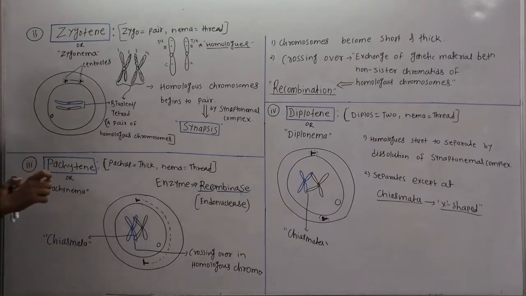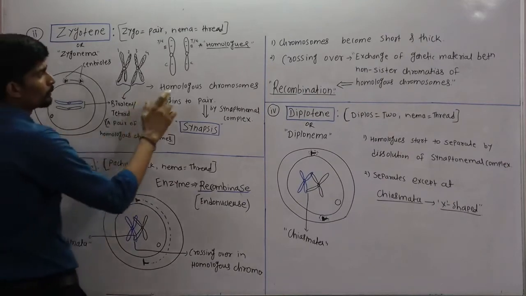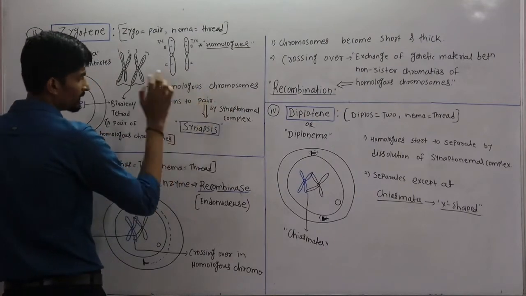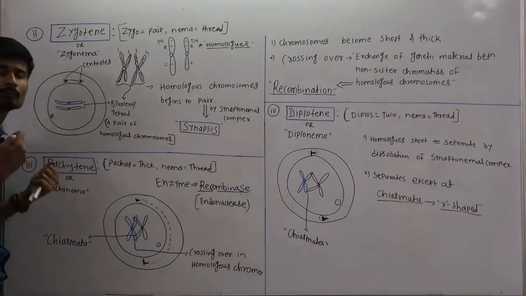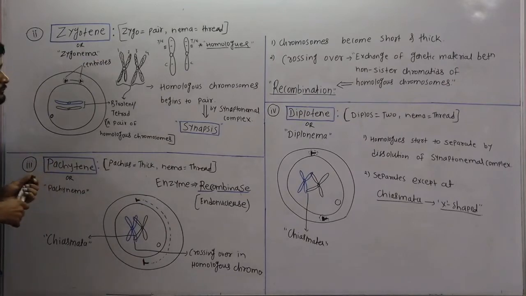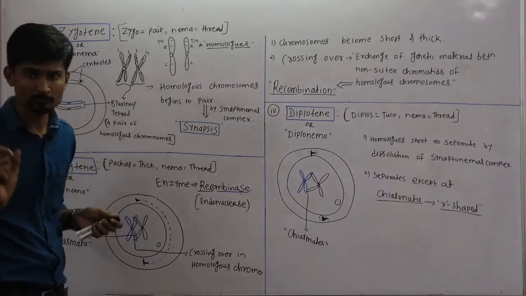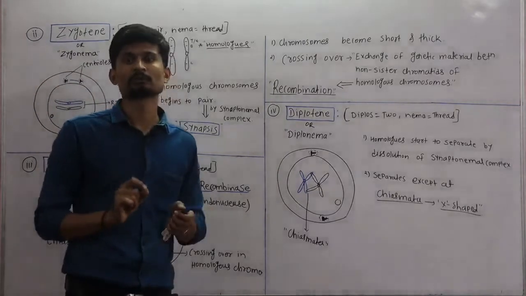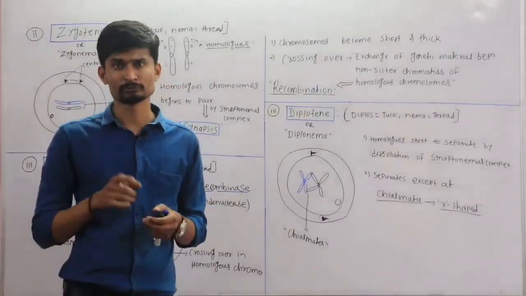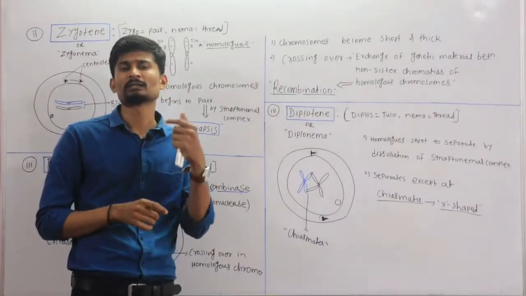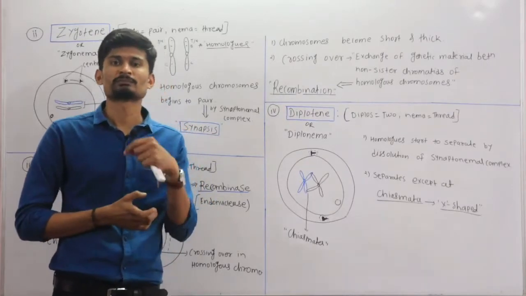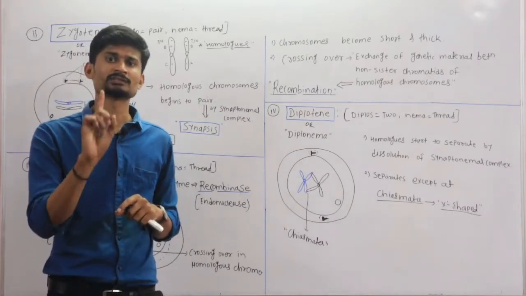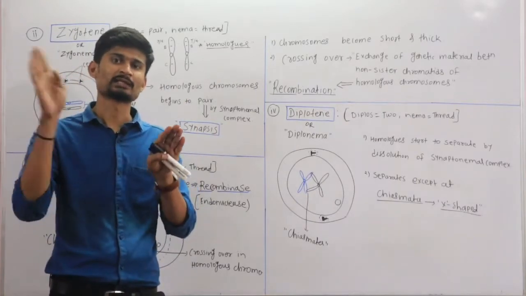Now which chromosomes pair? There is a pairing of homologous chromosomes. So homologous chromosomes begin to pair. Now what are the homologous chromosomes? Homologous chromosomes are a pair of chromosomes in which one is the paternal chromosome and the other is the maternal chromosome. Paternal means from the father and maternal means from the mother. So a homologous pair consists of one chromosome from the father and another from the mother.